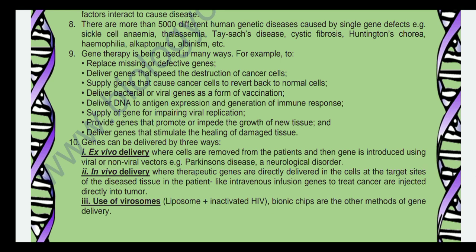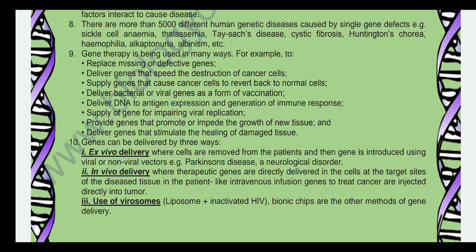For example, sickle cell anemia, where the RBCs are not completely formed. Thalassemia, where there is a problem in the blood clotting. Tay-Sachs disease, cystic fibrosis, one of the kinds of cancer we can say, Huntington's chorea, hemophilia, alkaptonuria, and albinism, etc.